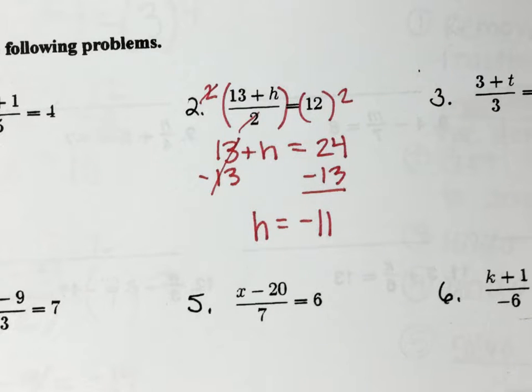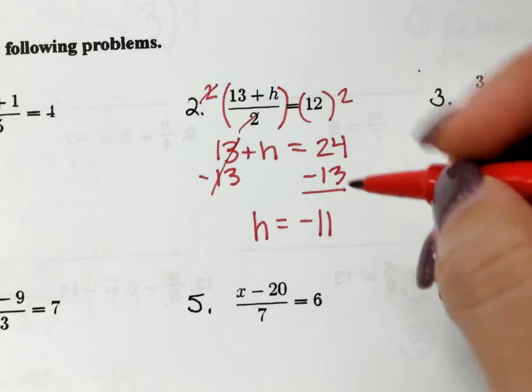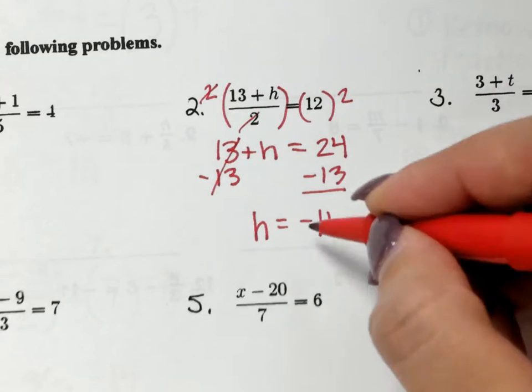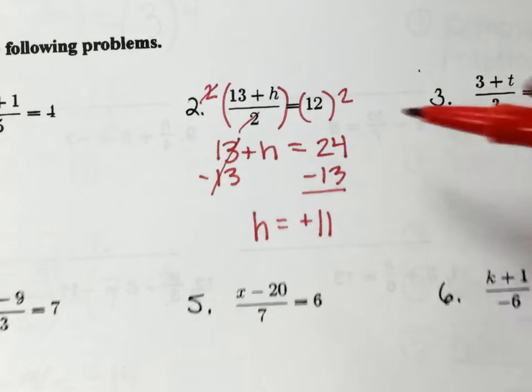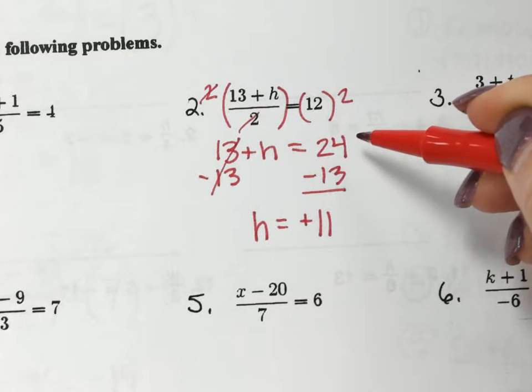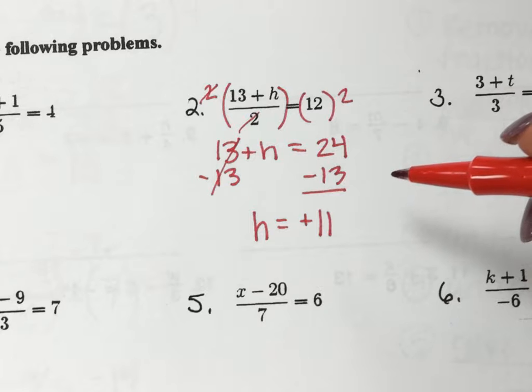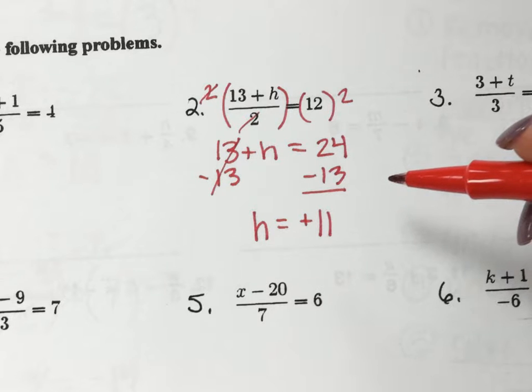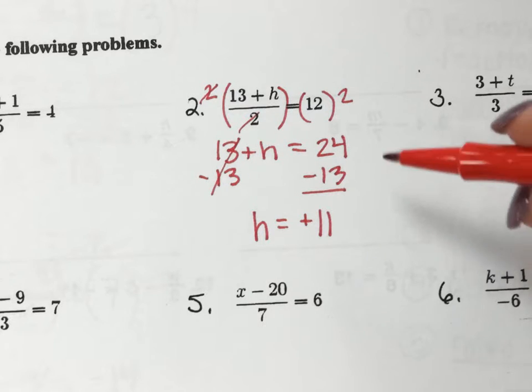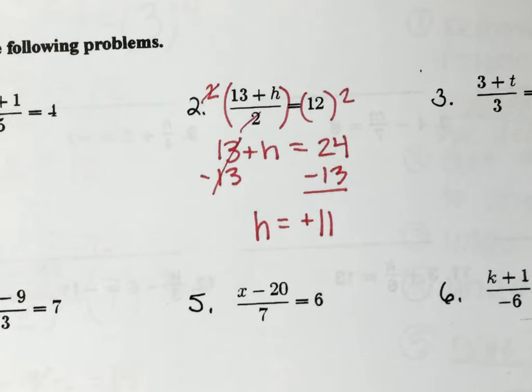How'd you get negative, Roman? I did 24 minus 13. 24 is larger than 13, so that's just regular subtraction. 24 minus 13 gives you 11.